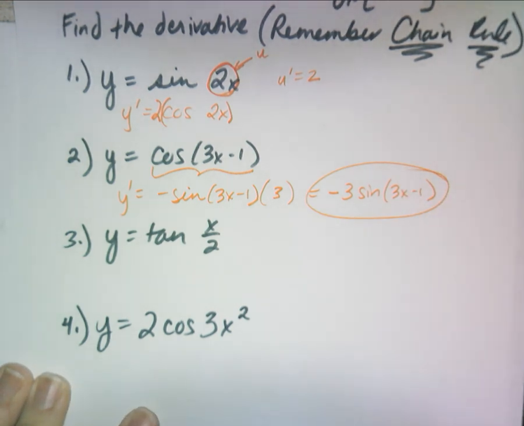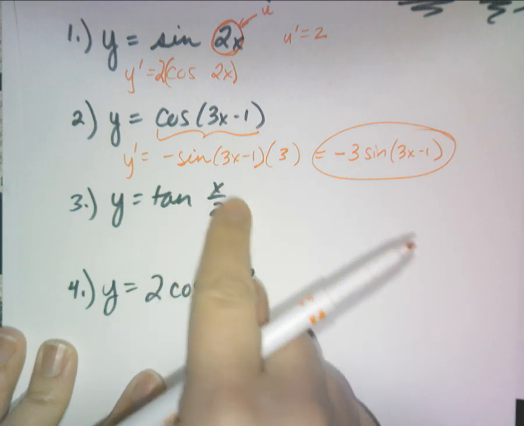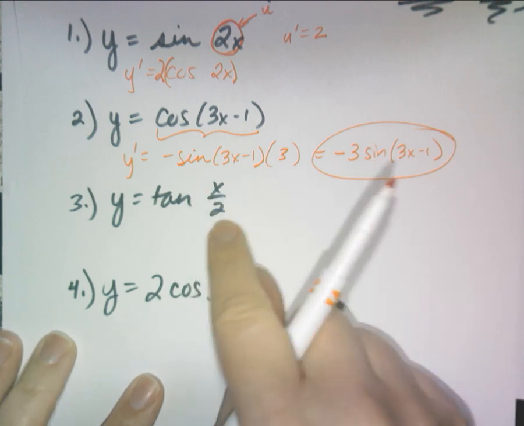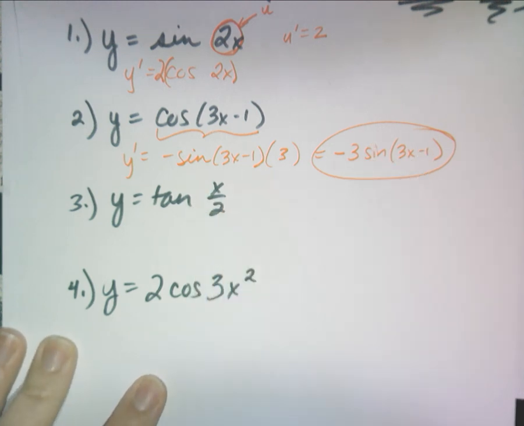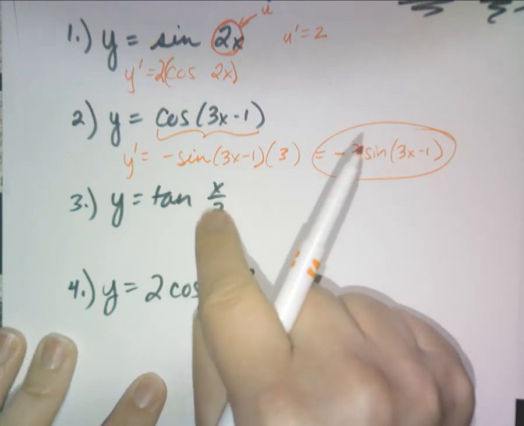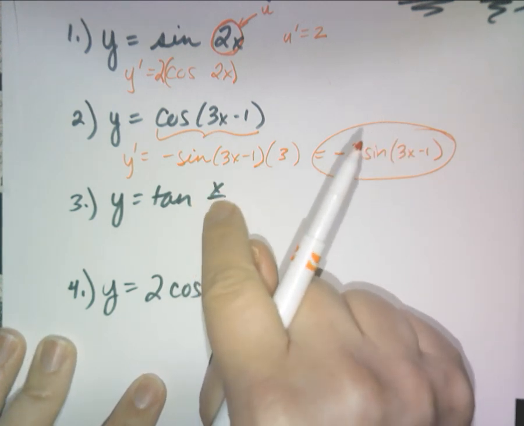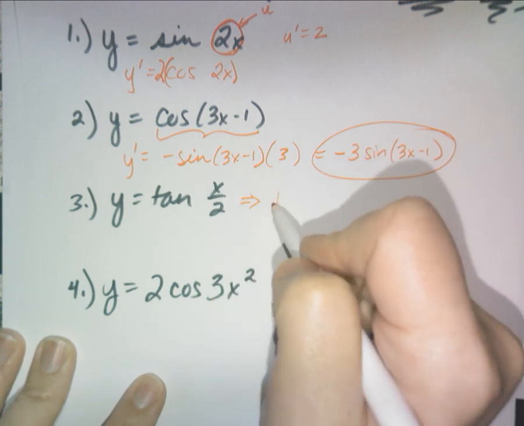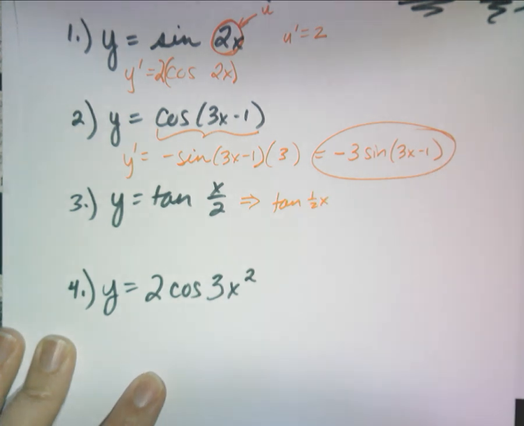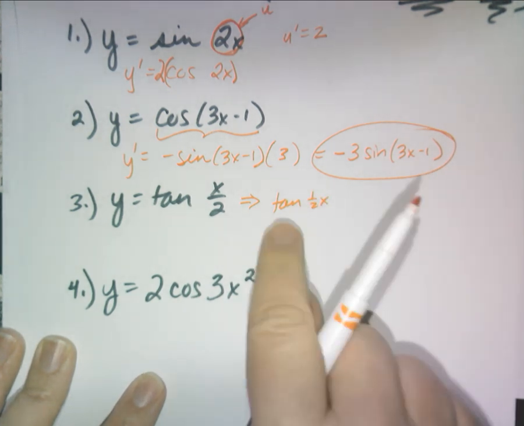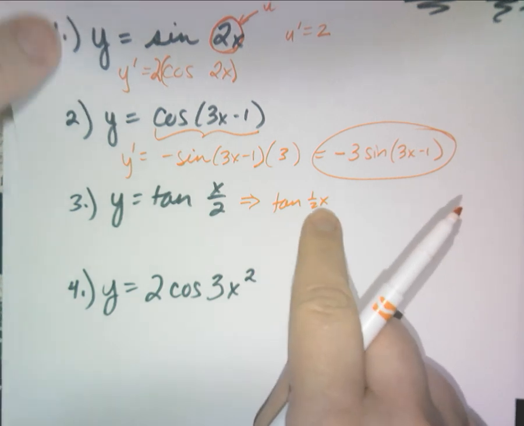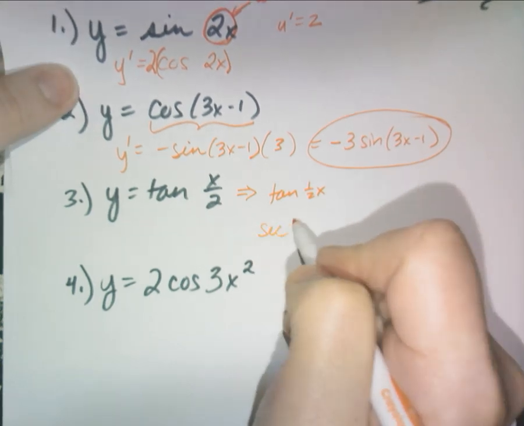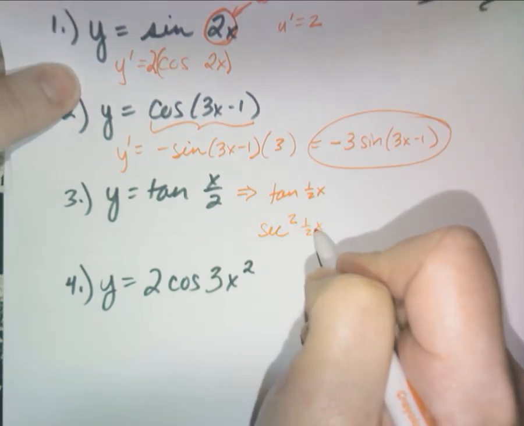So far, so good? I think a lot of you still kind of get confused about this right here. If you see this, don't be like, quotient rule? No, not yet. This is a monomial. Another way to write x over 2 would be what? 1/2 x. Oh, okay. So take the tan of 1/2 x. Well, tangent is secant squared x. So you would write secant squared 1/2 x.